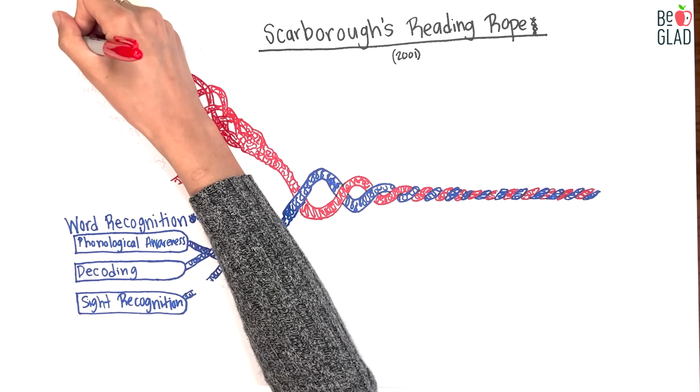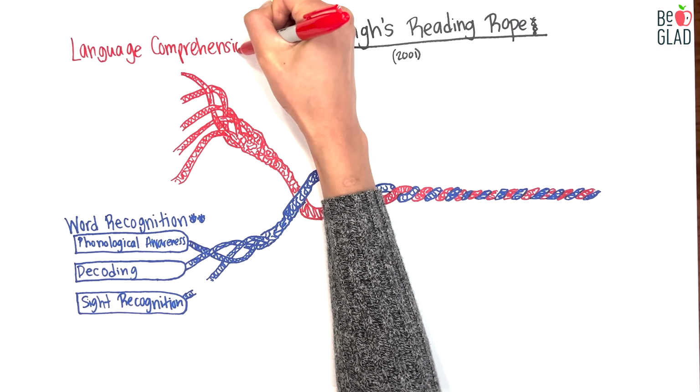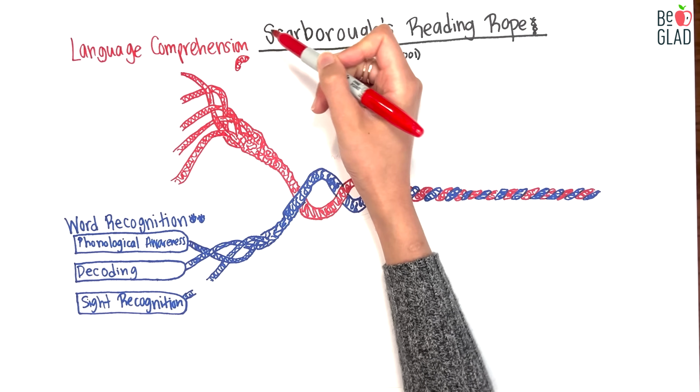The top part of Scarborough's reading rope relates to language comprehension. This is a separate but just as important strand.